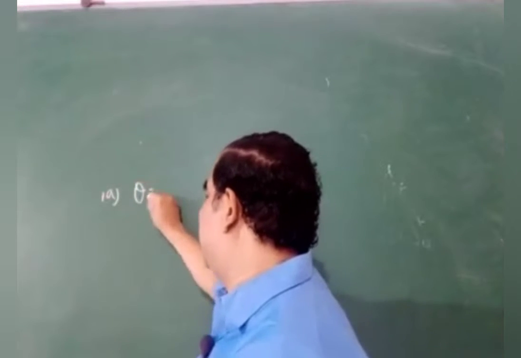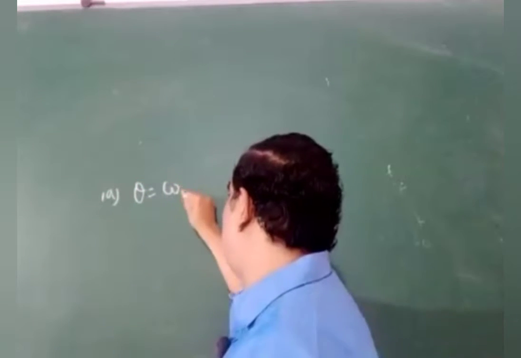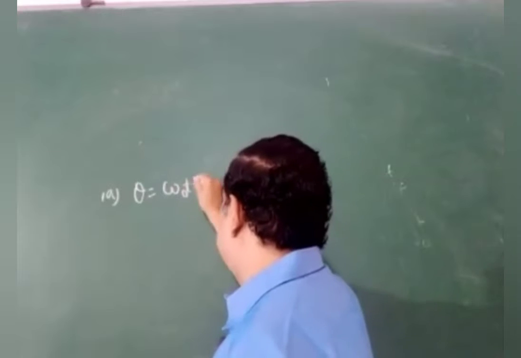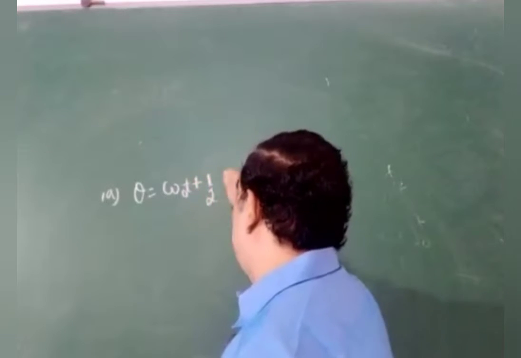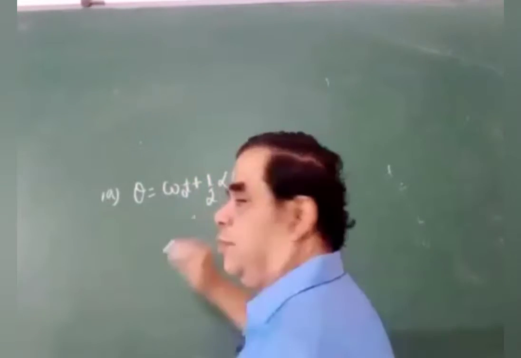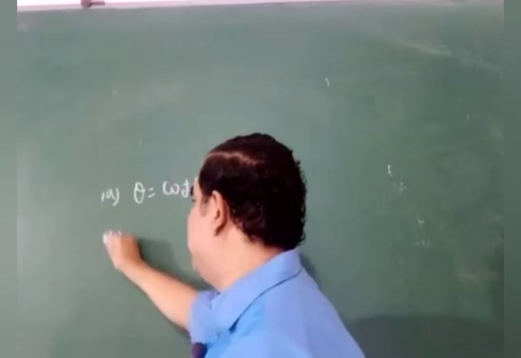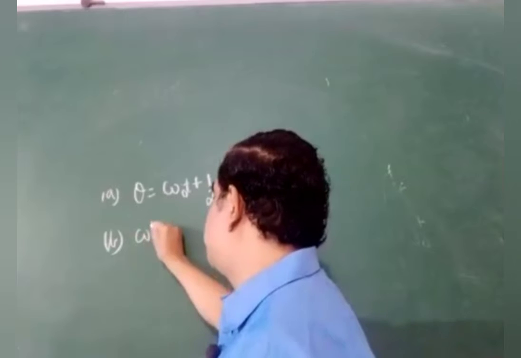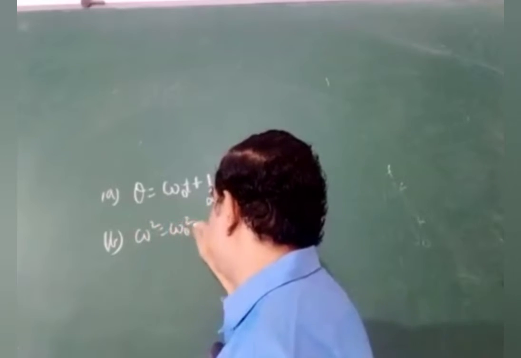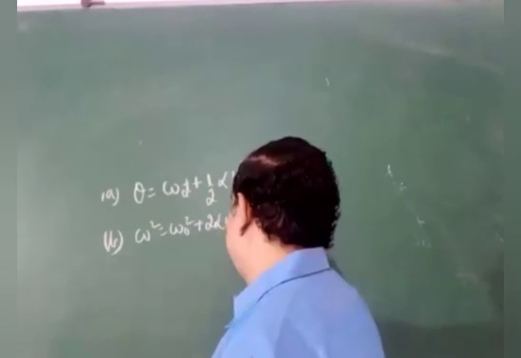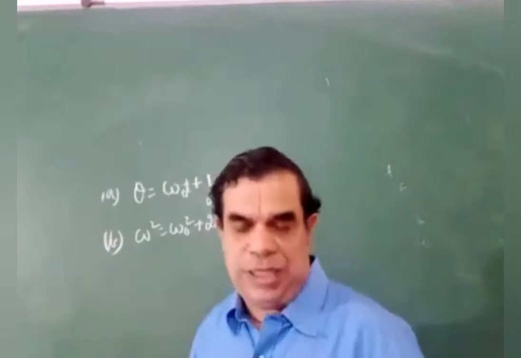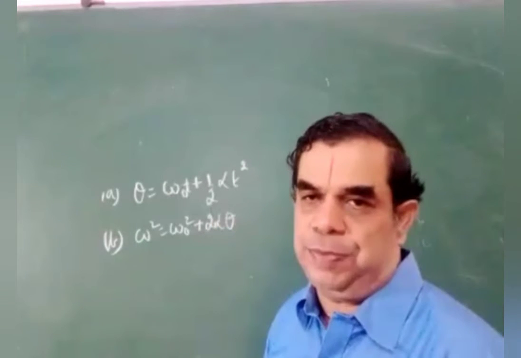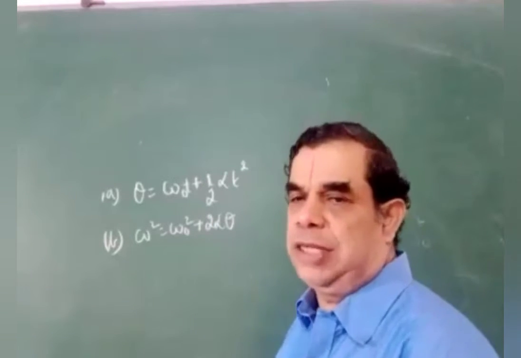First one, theta equals omega naught t plus half alpha t square. B, omega square equals omega naught square plus 2 alpha theta. Prove this by calculus method. Derive the following by using calculus method.